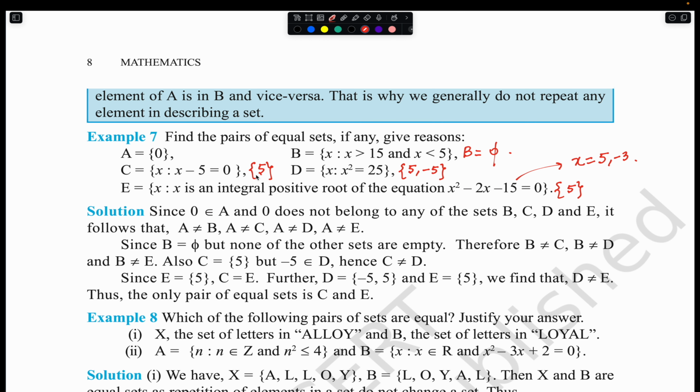For C, I can clearly see that C has only one element, 5, and E also has only one element, 5. So these two sets are going to be equal. So you have C is equal to E, correct? And then clearly D is not going to be equal to any other set. So if you have to find the pair of equal sets, there is only one pair which is going to be equal, that is C and E, right?